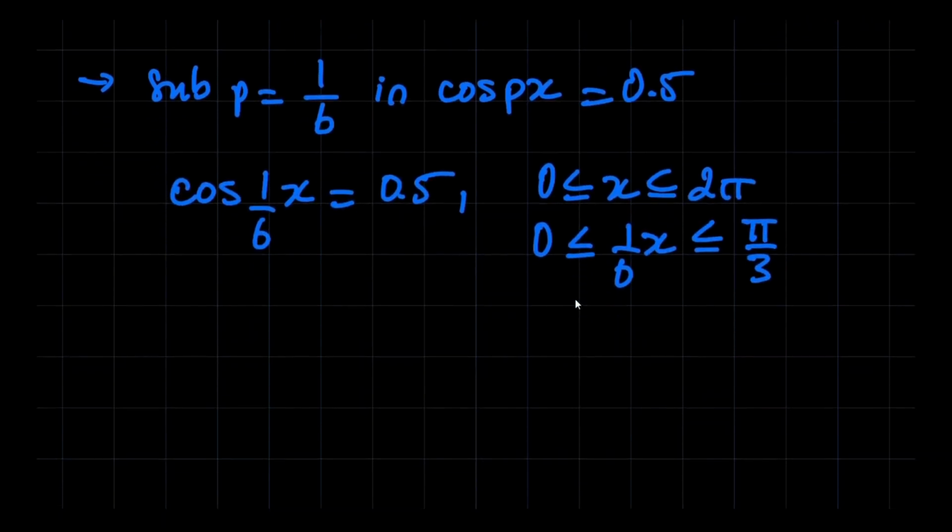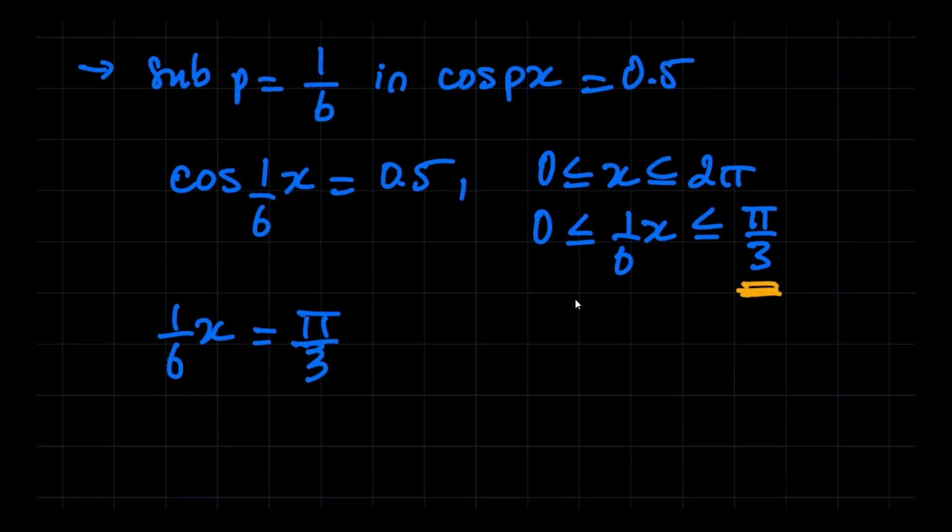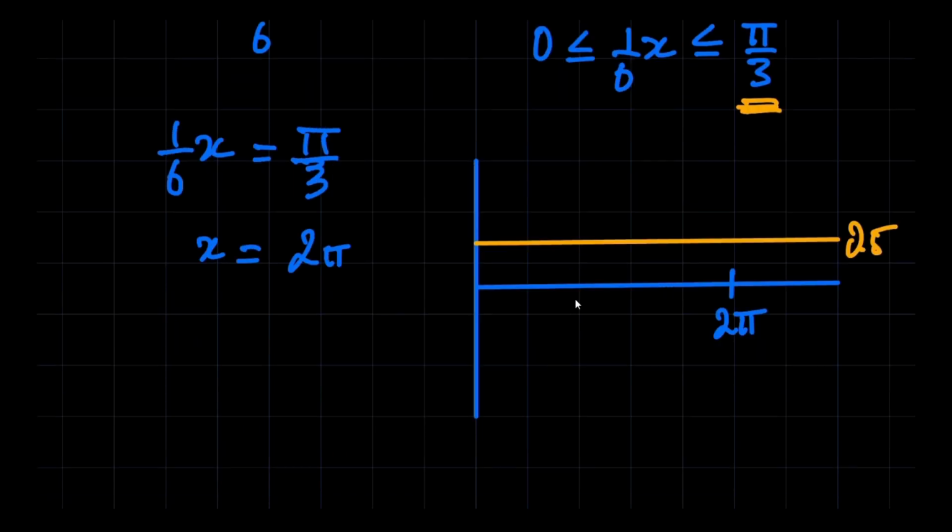So now we can write 1 on 6x equal pi on 3. And as you can see, pi on 3 is the limit in our domain here. So we don't have any more answers for 1 on 6x. And x here would equal 2 pi. So what the graph would look like is it is so stretched out that it crosses that line, y equals 0.5, exactly once. And that one time is at x equal 2 pi.